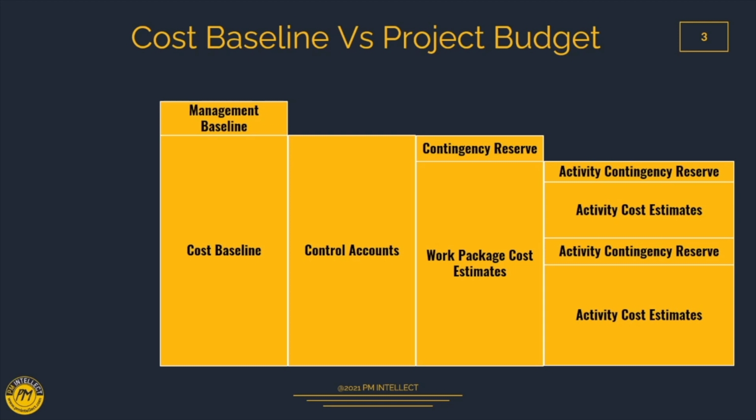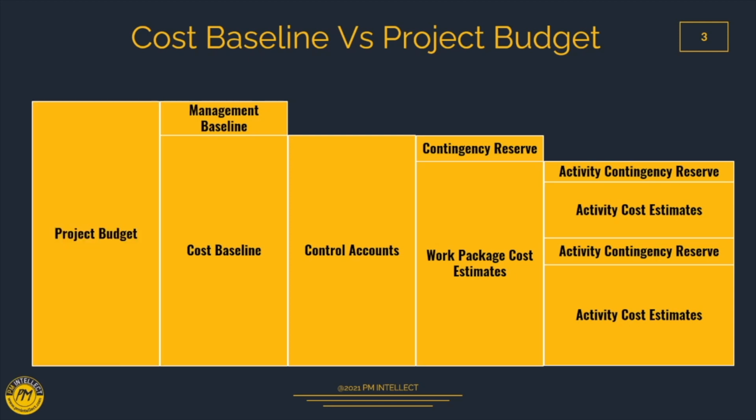Now the management reserve is calculated on top of the cost baseline. However, this is for management use. A project manager cannot use this management reserve without approval from the project sponsor or the governance board. Now, when we sum up the management reserve and the cost baseline of the project, we come up with the project budget. So with this, you can conclude that the project budget is the sum of the cost baseline along with the management reserve, and that's what the difference is.